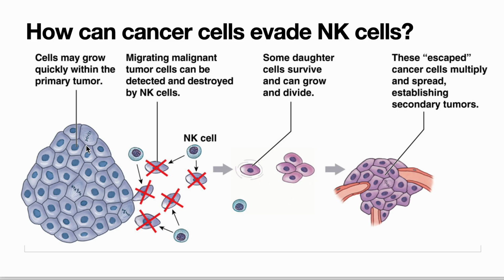And now that daughter cell is going to continue undergoing mitosis and creating additional daughter cells, all of whom are essentially wearing this cloak, making them invisible to NK cells. And so they're going to be able to spread throughout the body and establish secondary tumors. And that's problematic in a number of ways.